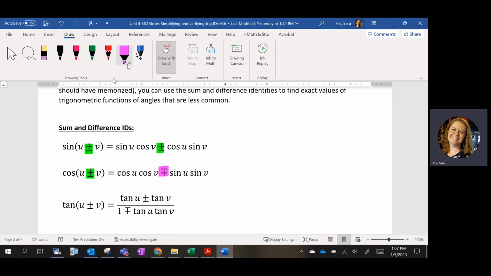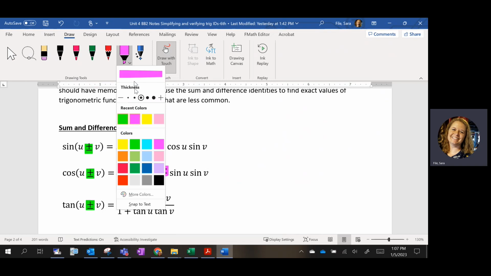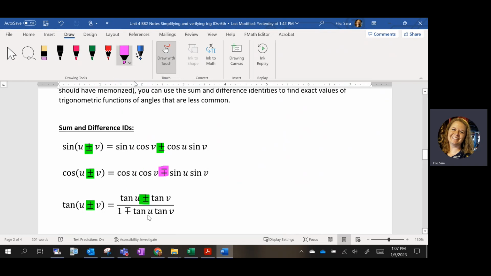And then for tangent, it actually expands to a fraction. So in the numerator, you keep the sign the same, and you're doing the sum of tangent of each of the angles. And in the denominator, you do 1 minus the product of the angles. And I say minus because you're doing the opposite sign. Feel okay about that? So we're just going to jump into some examples using these.